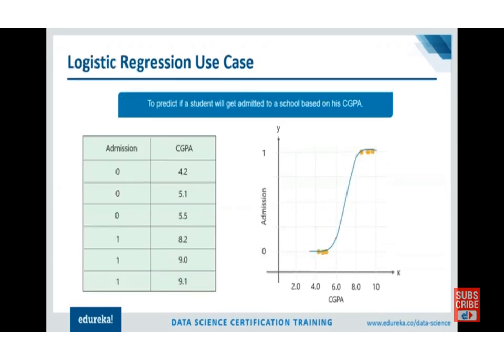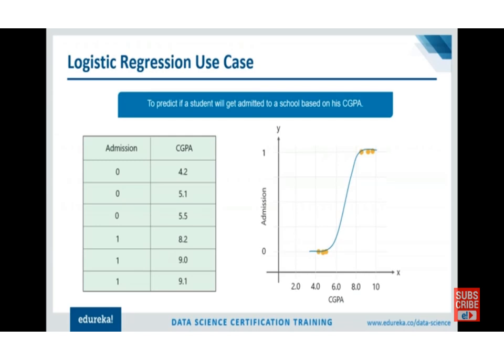Now look at here, in logistic regression, we are going to predict if a student will get admitted to a school based on his CGPA. So what we are doing here, we are checking whether he is going to be admitted or not, whether it is 0 or 1. Like I said earlier, here we are not going to get some continuous value. We will get the probability whether he is going to get admitted or not.